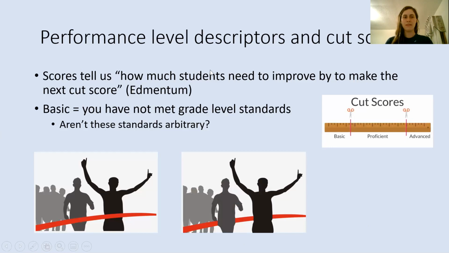Right. So that video says that the student score tells us how much students need to improve by to make the next cut score. But I would argue that these cut scores are very arbitrary and subjective, and who cares about how much they need to improve to make the next cut score? What we should be caring about is that they're just continuously improving.